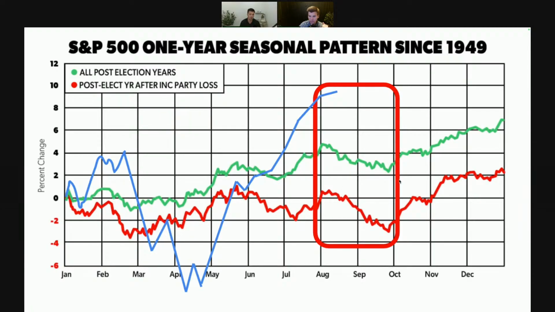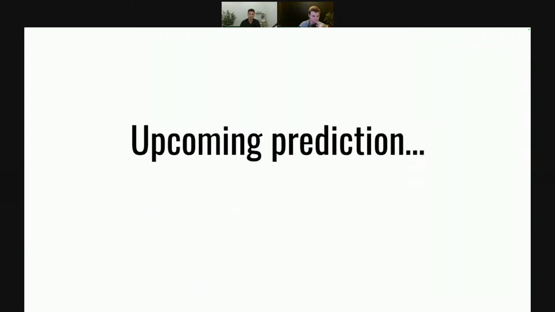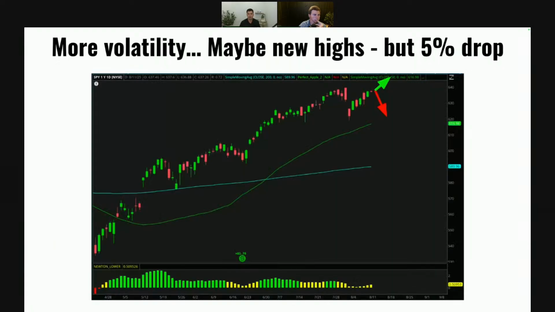Now we're halfway through August and we have not seen much of that just yet. I think we had one day where the market sold off pretty hard about 2 weeks ago. Other than that, just been grinding higher and higher, really, really steady. So my upcoming prediction for you guys is the same one I had last week. And this looks like the chart from last week. So I should update that. But same thing, more volatility.